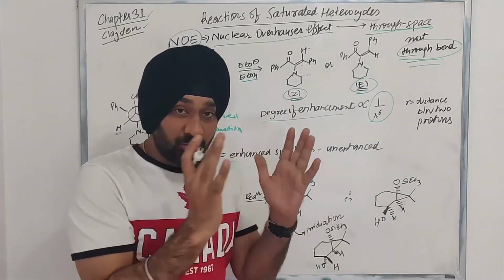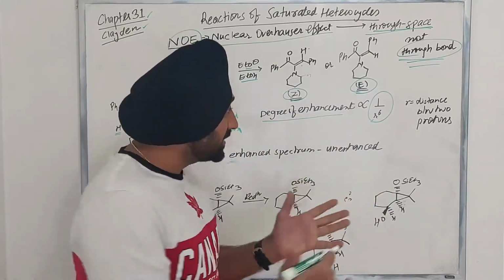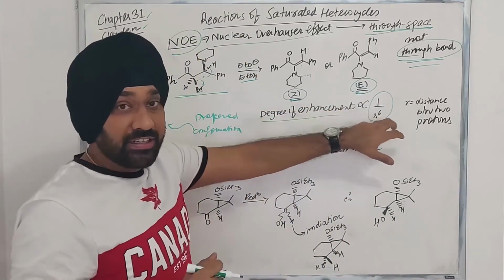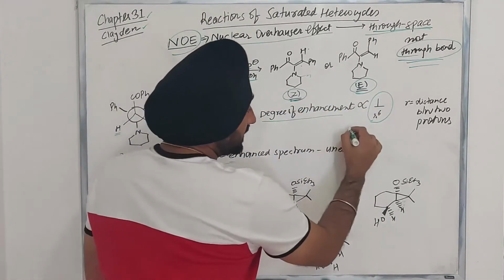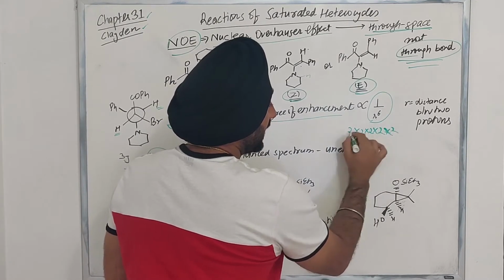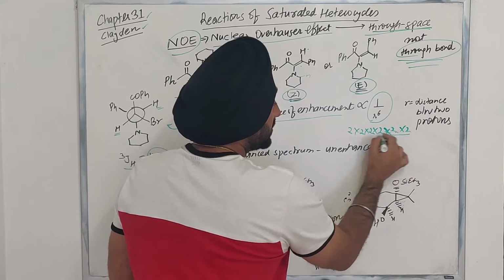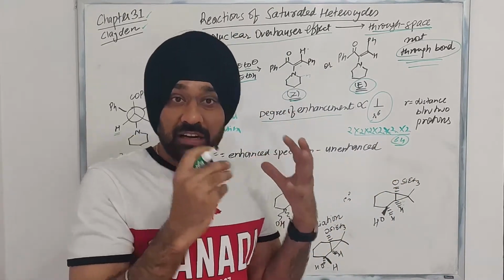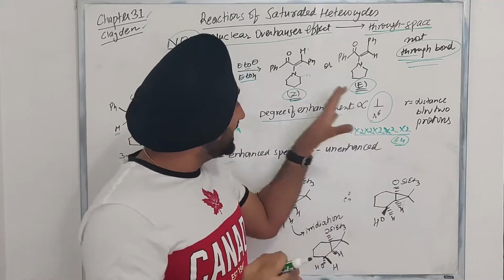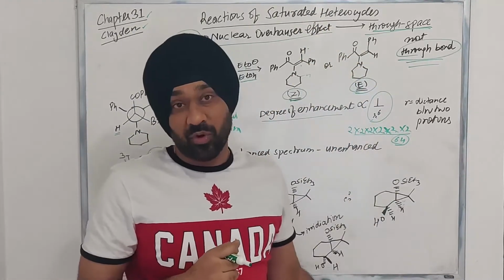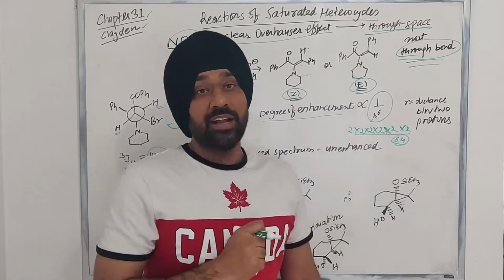If the distance between two atoms is doubled, then we can clearly say that the NOE decreases by 64 times. How? Multiply 2 six times: 2, 2, 2, 2, that is 1, 2, 3, 4, 5, 6. So this becomes 64. So if the distance between the atoms becomes twice, then the intensity of NOE becomes 1/64 times. So its effect dies down very quickly.